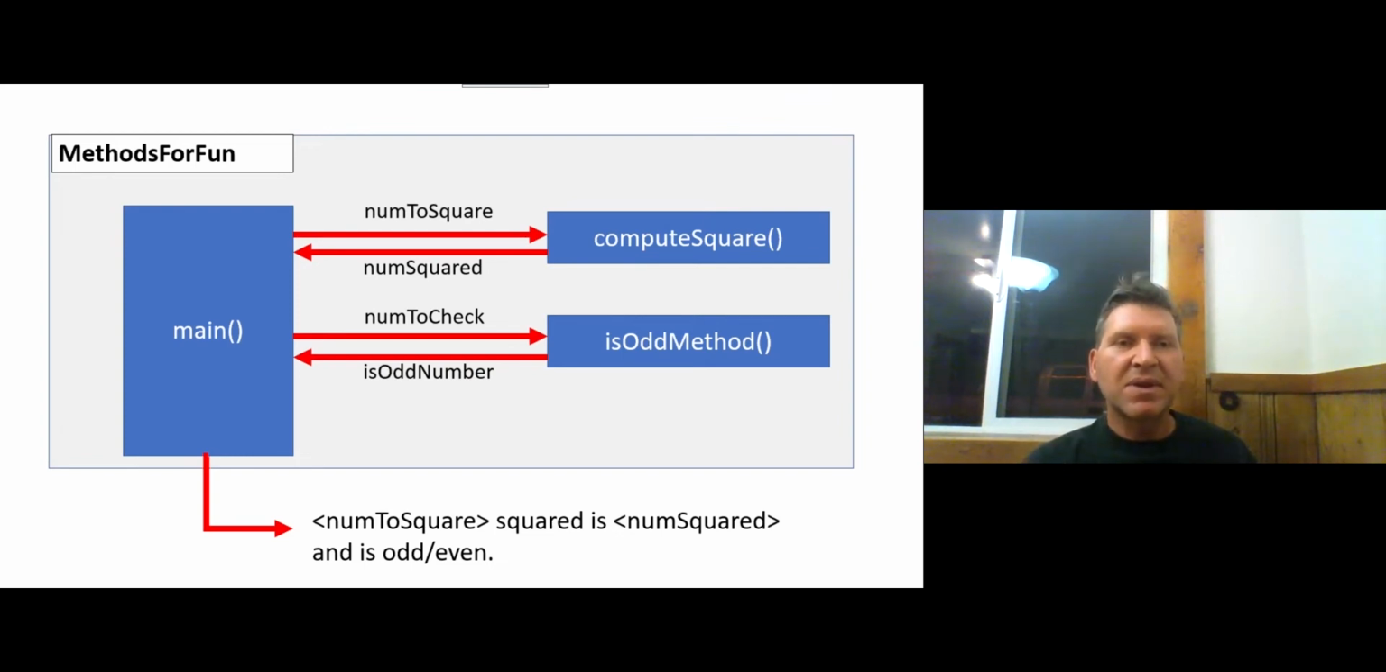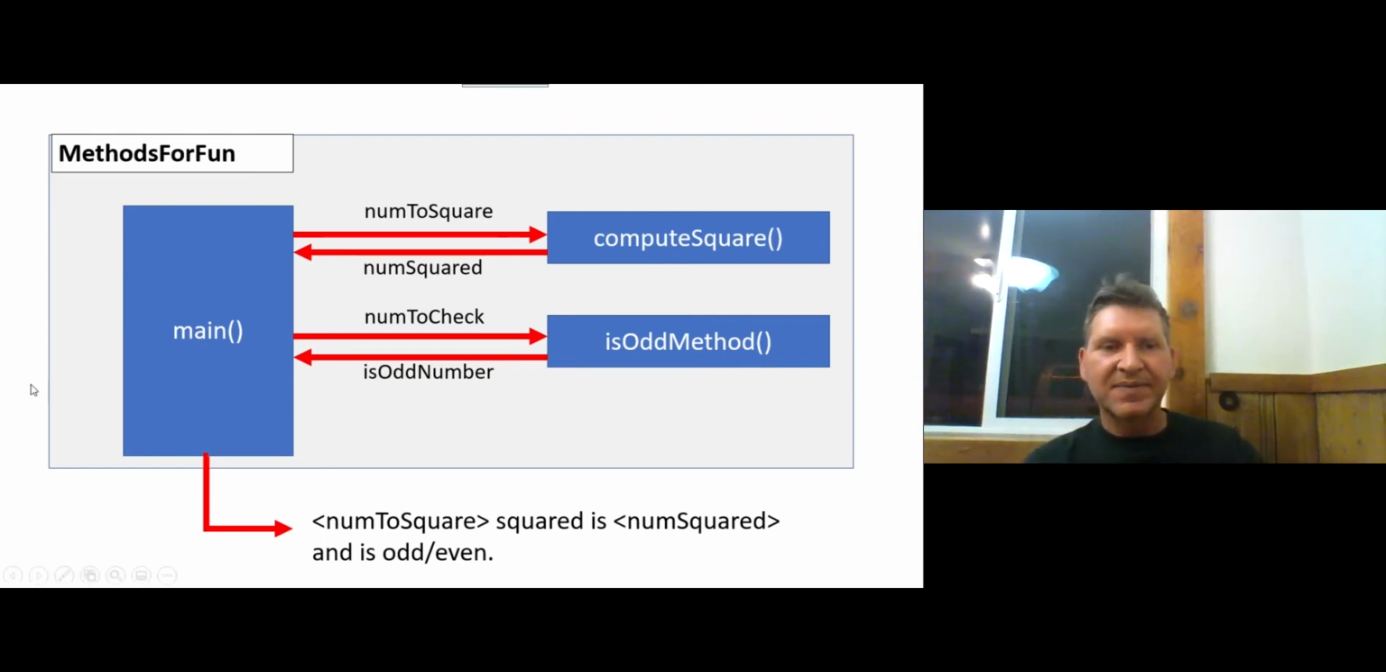Then we do the manipulation to replace the Boolean with one of two string values, odd or even. We construct what we want to print, and then what's output is num to square squared is whatever the squared value is, and is odd or even. Okay, so this has main kind of driving these two methods to perform a specific task each and come back.